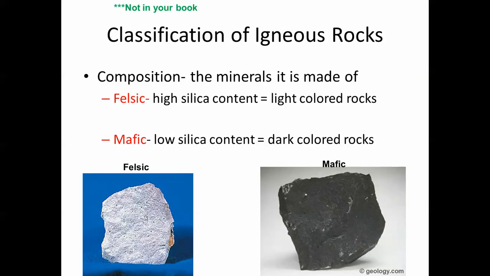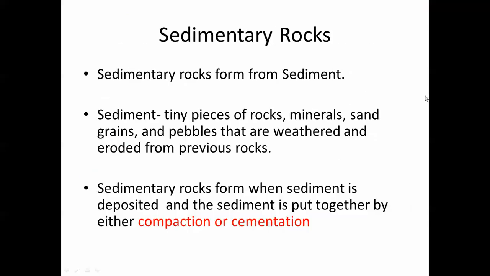Another way we can also classify igneous rocks, and this, notice, is not in your textbook, but we talk about the composition or the minerals that a rock is made of. And for igneous, we have two different categories. We can put them in a felsic category, which means that they are light colored, and we have talked about this as well. Usually that means they have a high silica content, which is an element. So this on the left here is considered a felsic igneous rock, or mafic, which is dark colored and has a lower silica content. And this one right here is a mafic igneous rock.